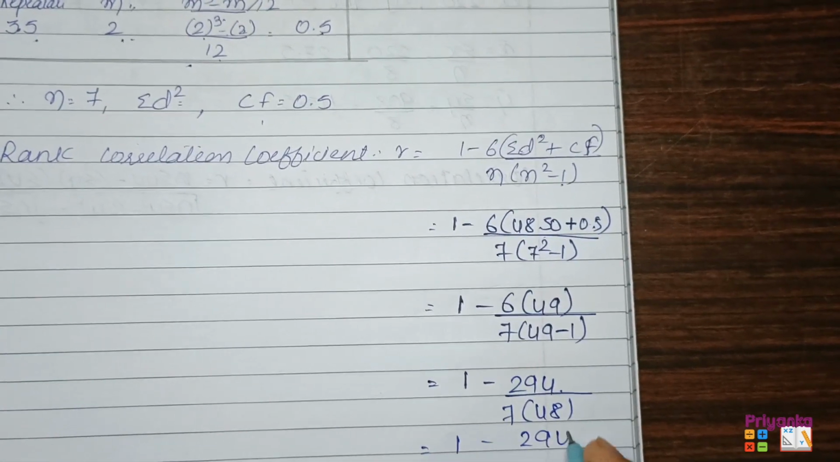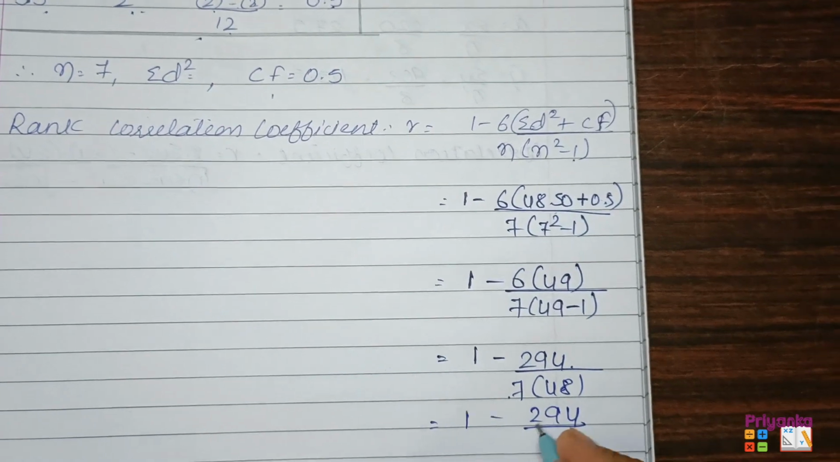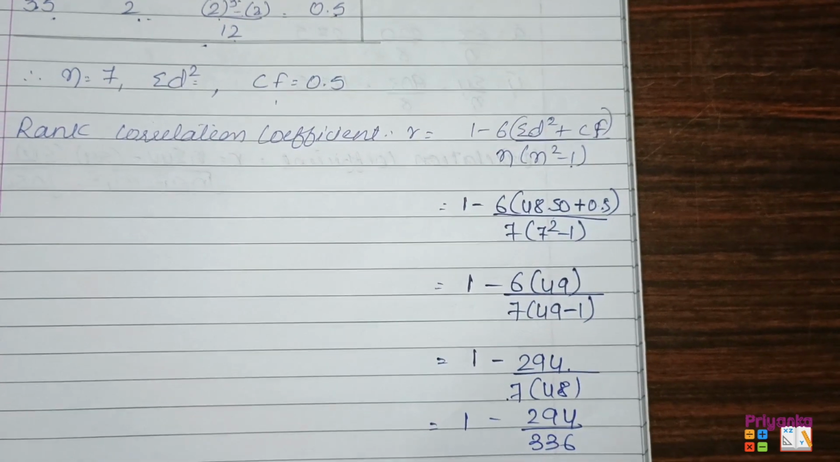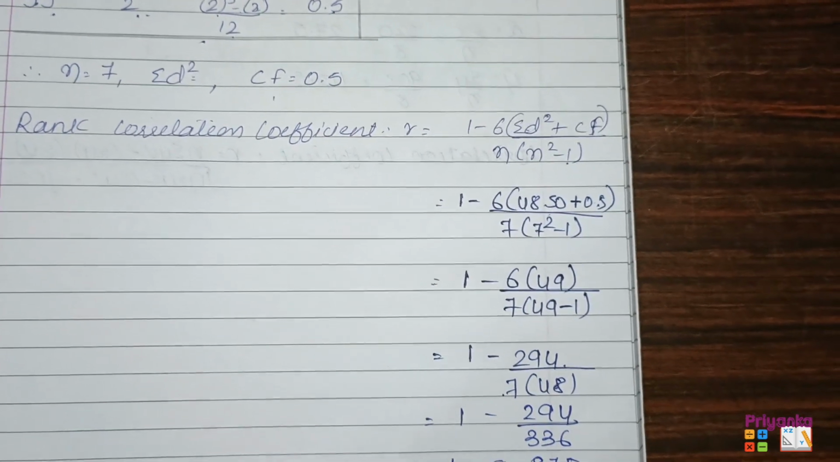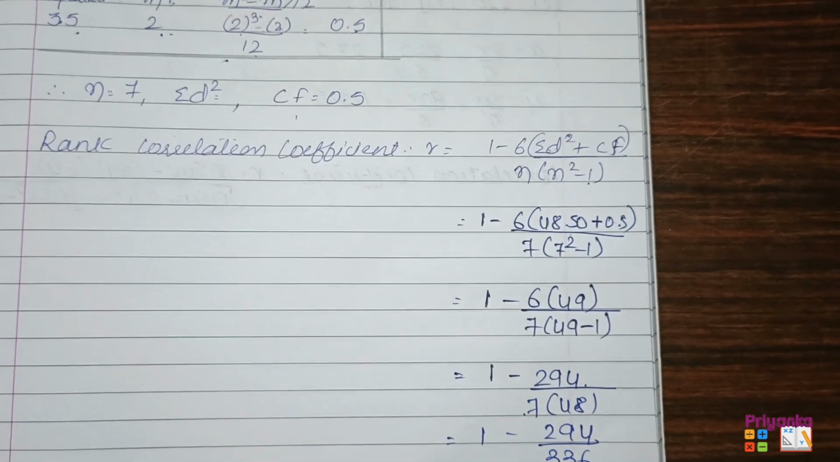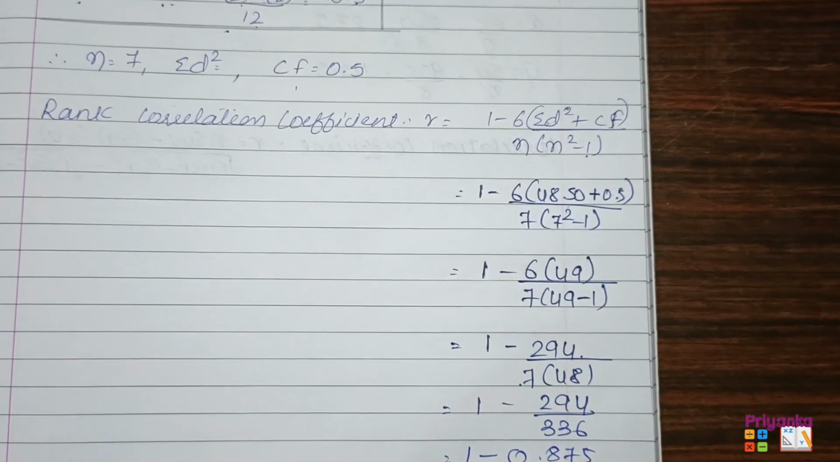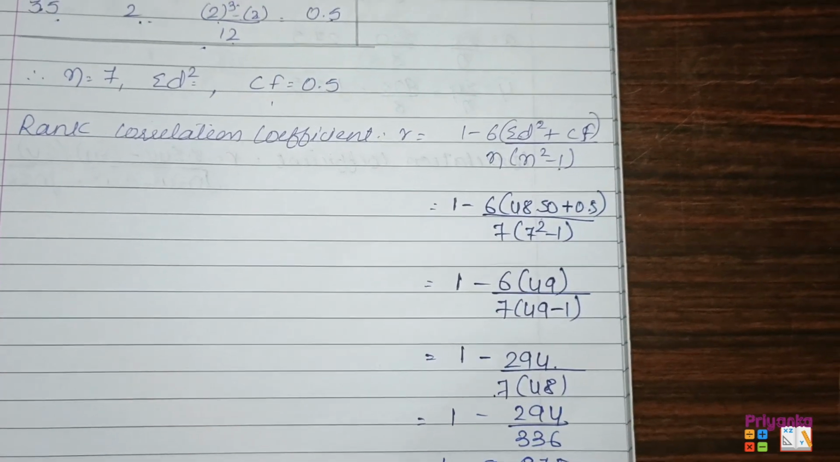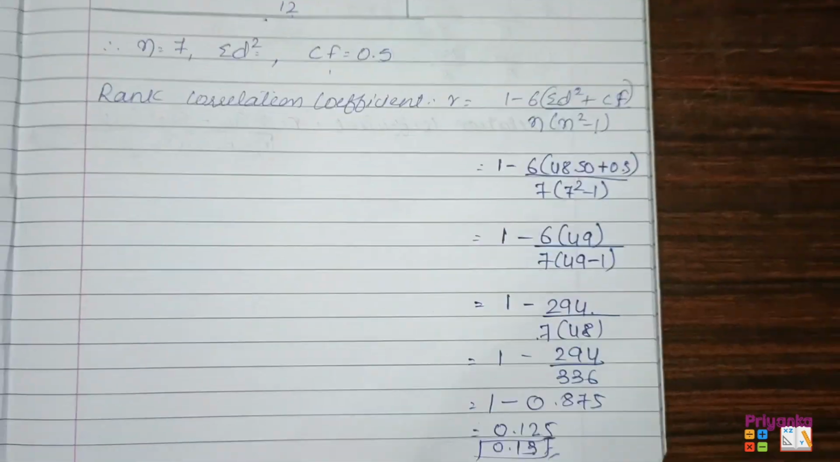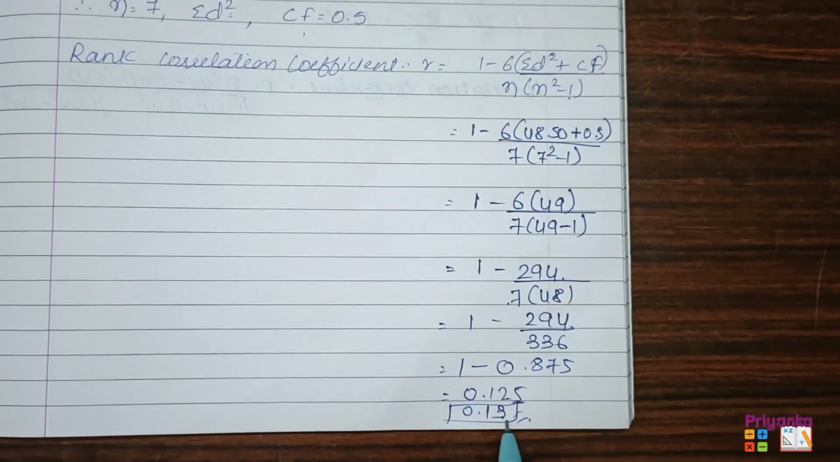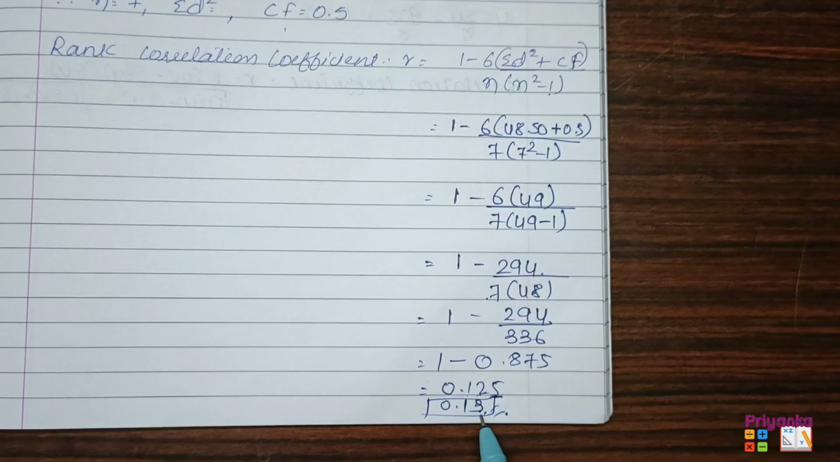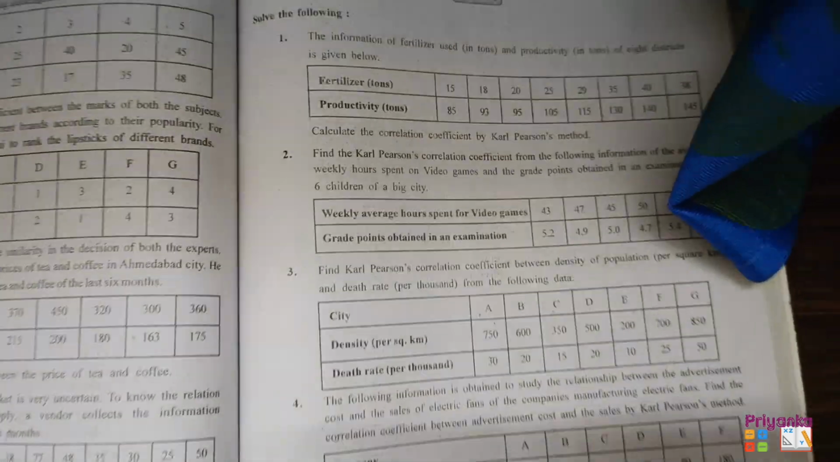1 minus 294 upon 48 into 7, we get 336. 1 minus, do the calculation of this, you will get 0.875. And subtracting it from 1, you will get the answer 0.125. The 5 is there, so we can change the digit, that is 2 will increase by one more number, that is 3. So here we get 0.125, and because of 5, we can increase the digit into 3. So here we complete the last question of section E. The next we'll move to is section F.